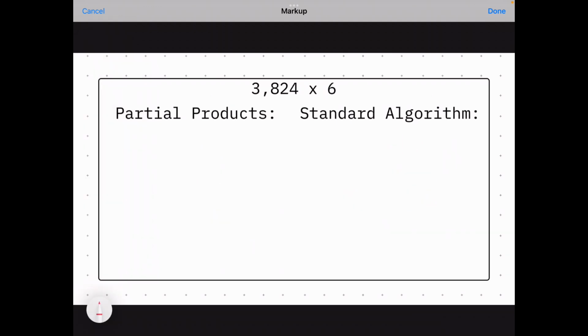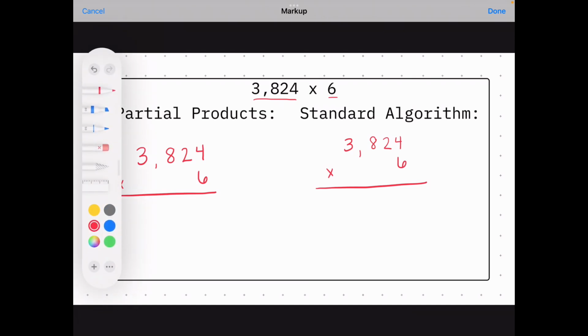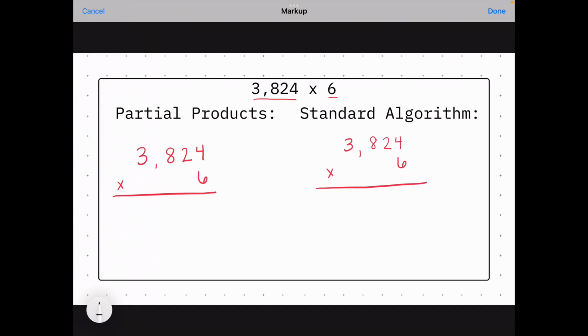Last one, we're going to take it up even another notch, and this time we're doing a 4-digit number times a 1-digit number. So I'm going to set it up the same way for both partial products and for the standard algorithm. 3,824 times 6. Same thing over here. This time I'm going to multiply my 6 by all of the top numbers in their values. So 6 times 4, 6 times 20, 6 times 800, and 6 times 3,000.